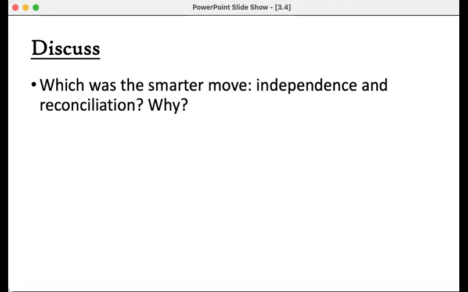If you are the English colonies at this point, which is the smarter move? Not necessarily the best move, not necessarily the one that you would personally take based off your feelings, but just politically, economically, what's the smarter move? Independence or reconciliation? And why?